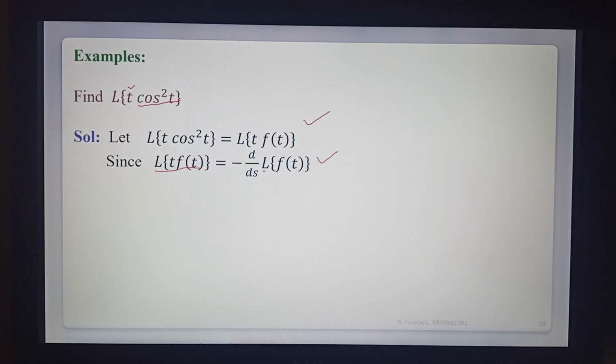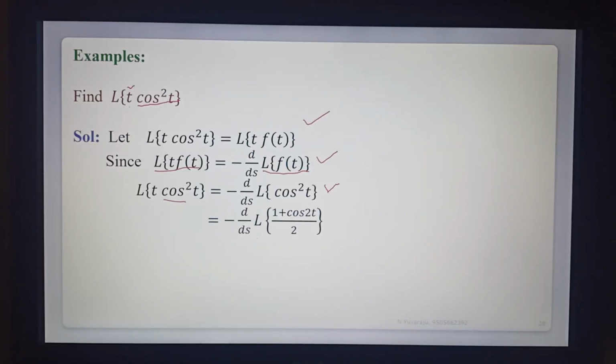First we have to find L of f of t, then differentiate it one time. Therefore L of t into f of t, with the given cos square t, is equal to minus d by ds of L of cos square t. Cos square t is a second degree function, converted to first degree: 1 plus cos 2t by 2. So minus d by ds of 1 by 2 into 1 by s plus s by s square plus 4.